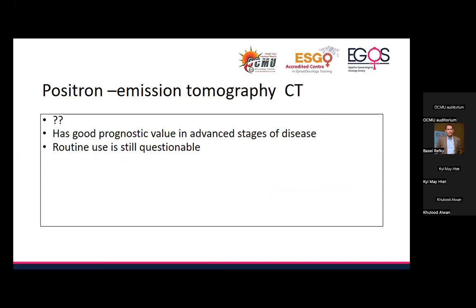PET-CT is still a questionable investigation for the early assessment of endometrial cancer. Good prognostic value in advanced stage. Routine use is still questionable. Not routinely used, nor should we encourage the use of PET scan.